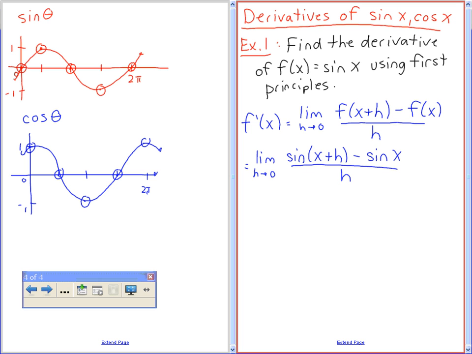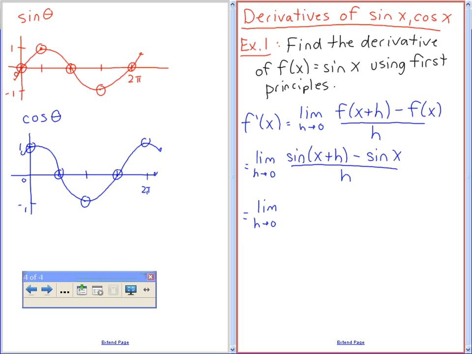Okay, now this is where the beginning of the ahas is. You may have to reproduce this in the future. How do you deal with sine of x plus h? Oh, I love it. Okay, so we're going to use our identity here. Very good. The light bulb came on for a few people. They said, I know what sine of a plus b is, so this is going to equal the limit as h approaches 0 of what?